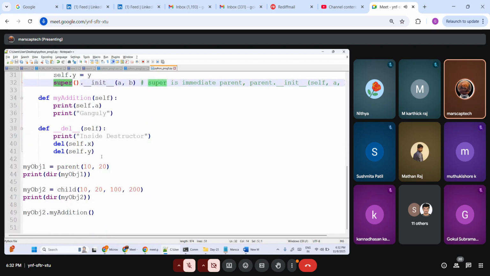And this and this can be different. Here you can pass 11, here you can pass 22. These two values, 10 and 20, are different. This is myobj1.a, myobj1.b. This is myobj2.a, myobj2.b. Since you did not join our earlier class, I was giving this example.